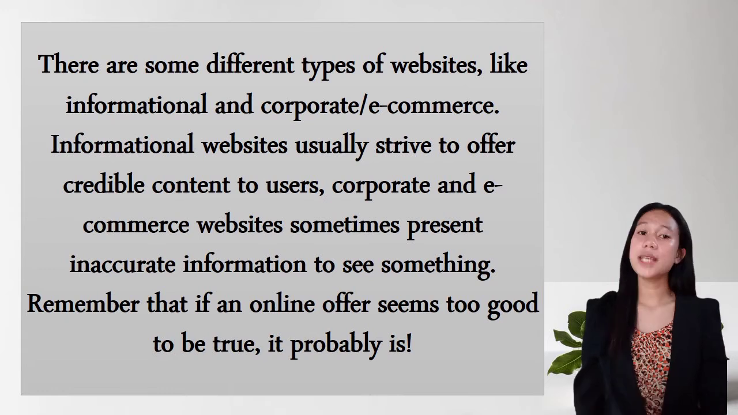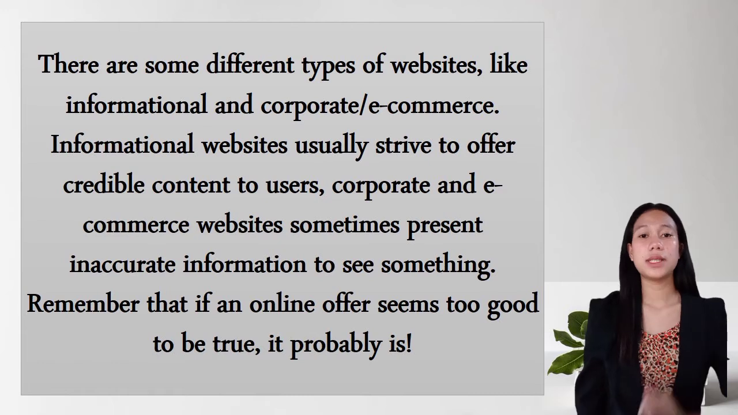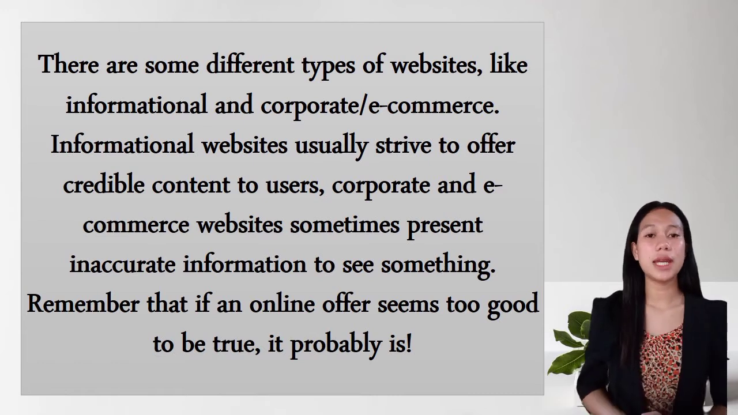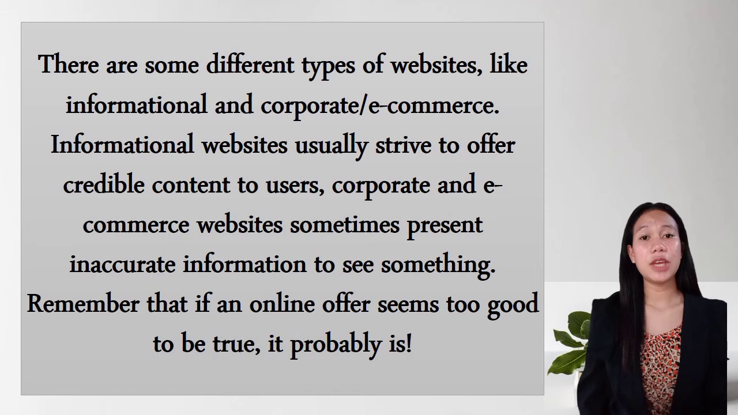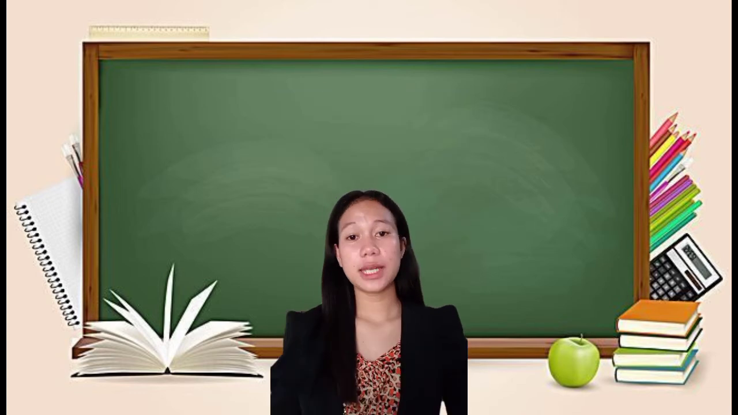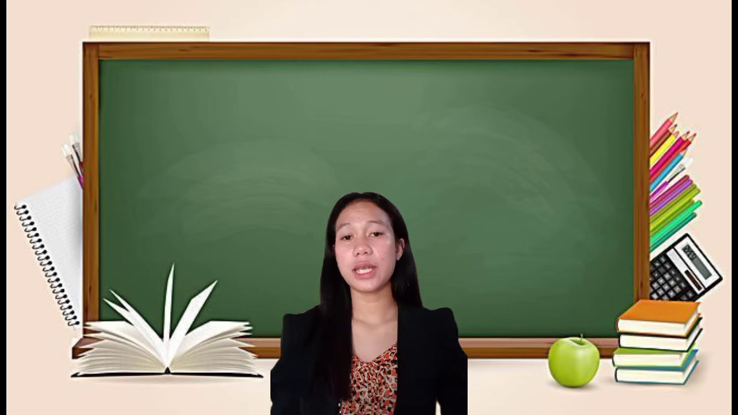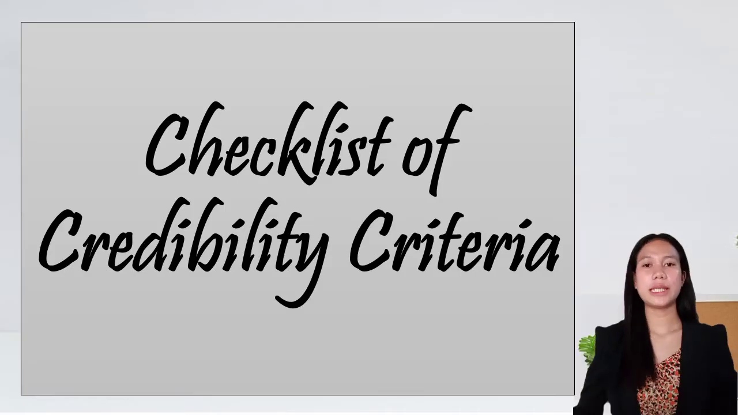There are some different types of websites, like informational and corporate or e-commerce. Informational websites usually strive to offer credible content to users. Corporate and e-commerce websites sometimes present inaccurate information to sell something. Remember that if an online offer seems too good to be true, it probably is. How do you know if a website is credible? The first step in evaluating its credibility is to review several important aspects of the site. Let's move on to the checklist of credibility criteria.